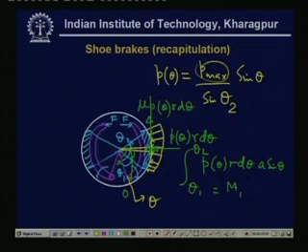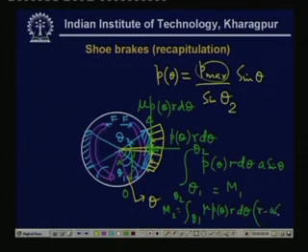Then there is another moment M 2 due to this friction force, and what will that be? This is M 1, and M 2 could be written again as the integral from theta 1 to theta 2 of the force mu times P theta r d theta times this distance, and this distance will be r minus a cosine theta. So, once we know M 1 and M 2, taking the moment about O, we can find out what F will be.